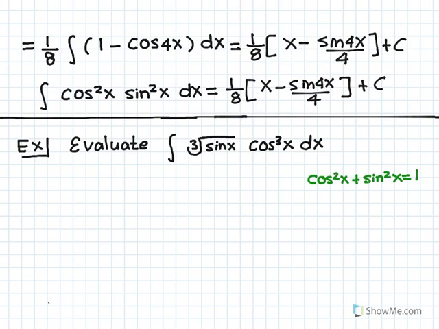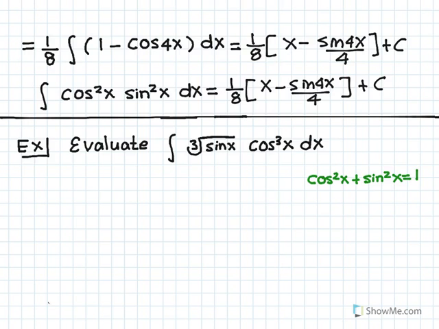Alright, let's look at another question. Here we have the integral of the third root of sine x times cosine cubed x dx. Whenever you see a complicated expression involving trig functions and you find an odd power of cosine x or sine x, it's a good bet that the best strategy is to reduce the odd power by 1.